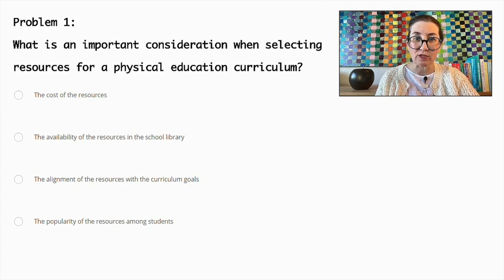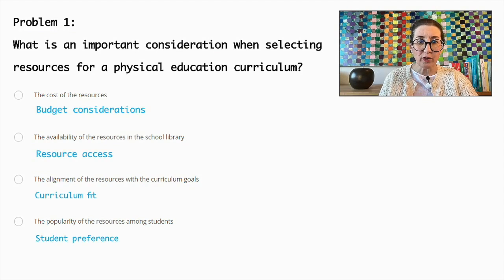When selecting resources for a physical education curriculum, it's crucial to prioritize some factors over others. The availability of resources in the school library, while convenient, doesn't ensure they fit the curriculum. Popular resources among students might not align with educational goals. Cost is important, but focusing solely on it can compromise quality.